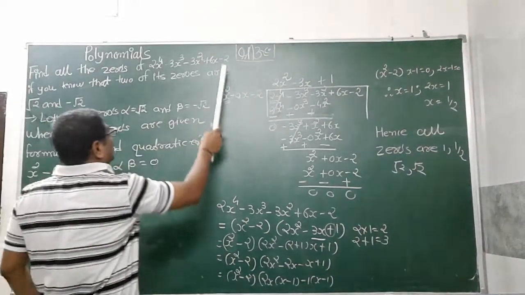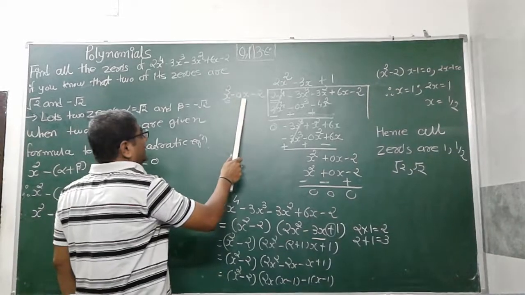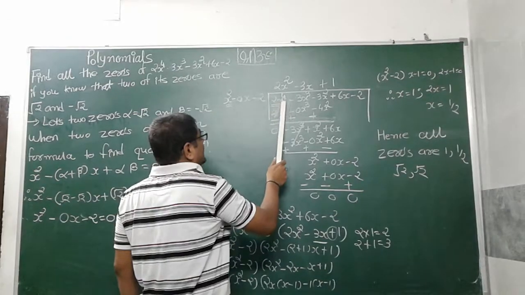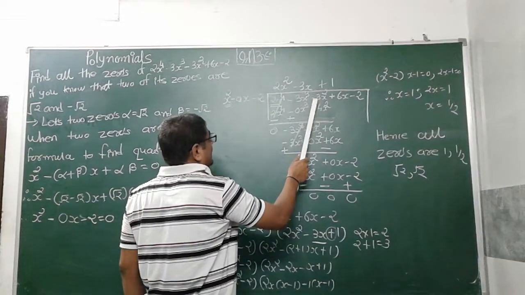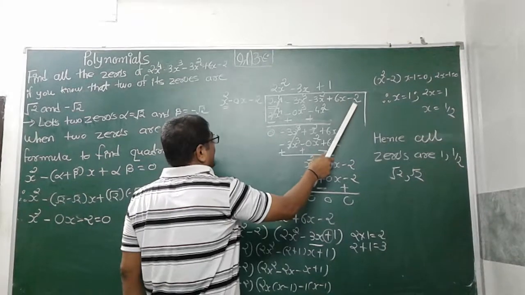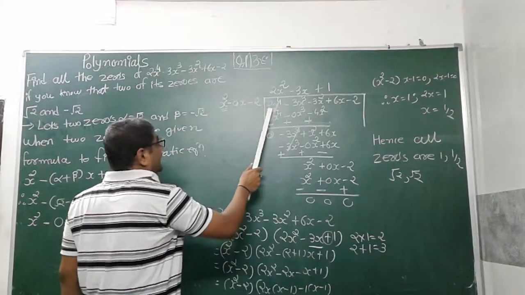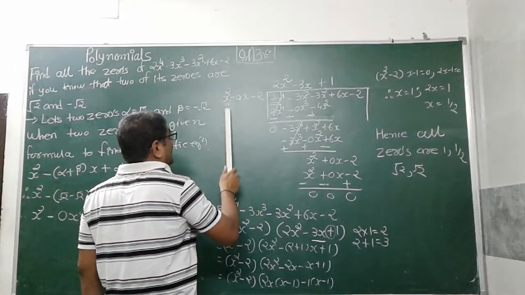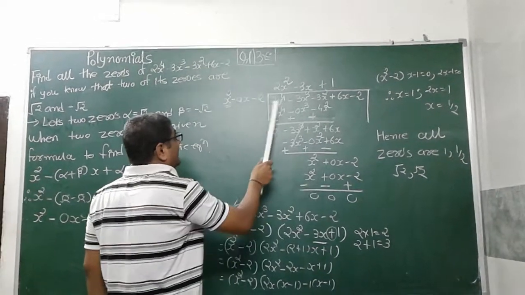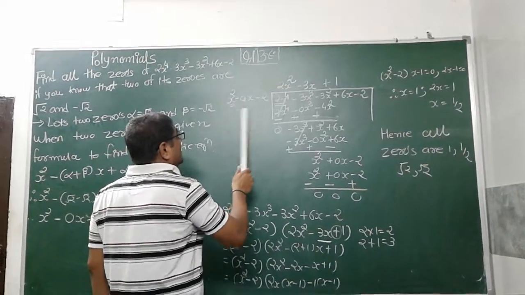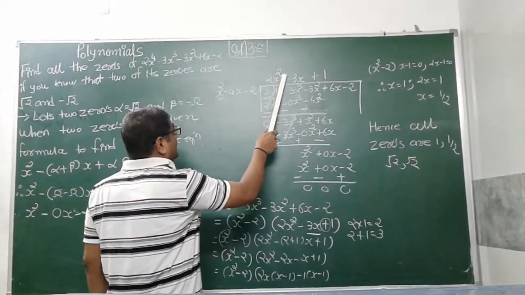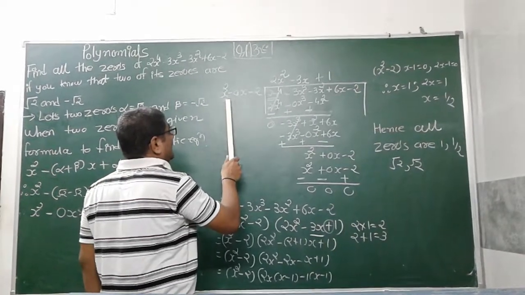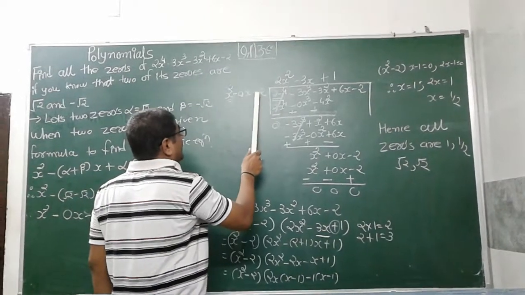Now the dividend polynomial is given, so the divisor polynomial is x square minus 0x minus 2. Divide 2x raised to 4 minus 3x raised to 3 minus 3x raised to 2 plus 6x minus 2. Step number one, we take the first term of the dividend and the first term of the divisor and divide them according to the law of power and exponent. 2x raised to 4 divided by x raised to 2, we get 2x raised to 2. Now this term is multiplied with all the terms of the divisor polynomial, that is x square minus 0x minus 2.